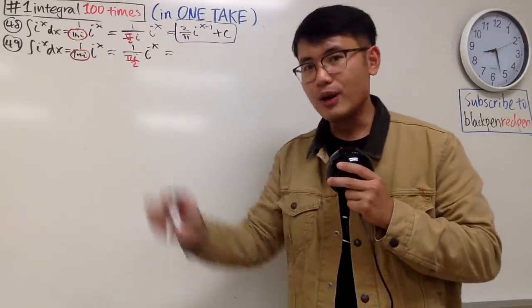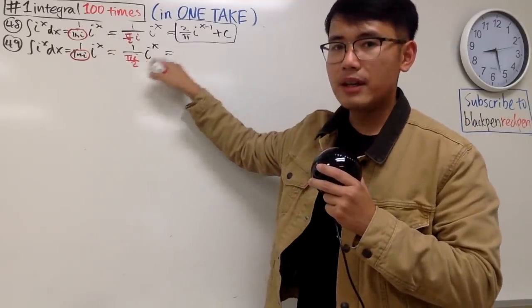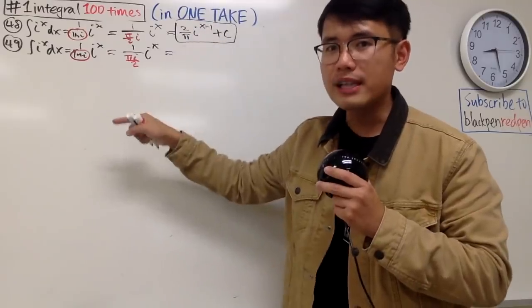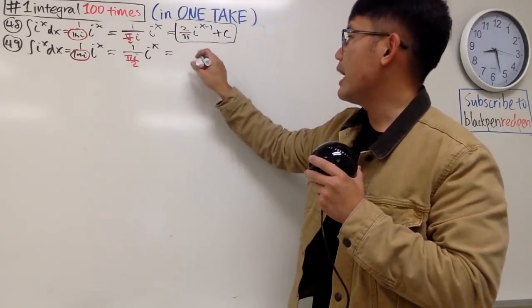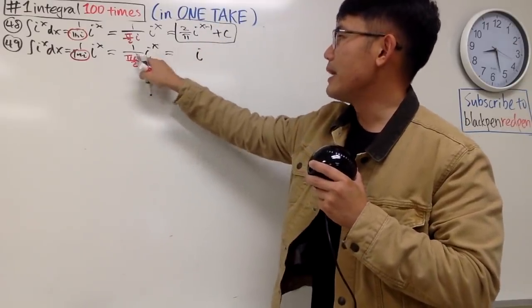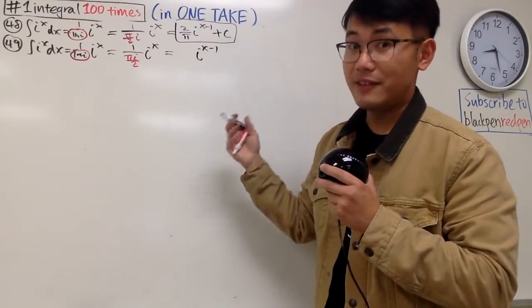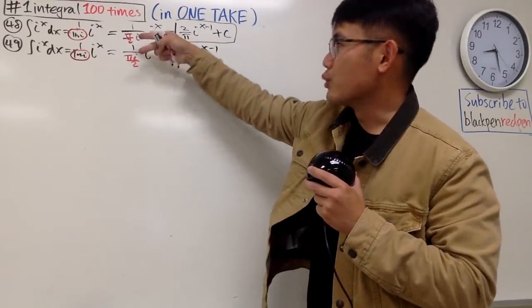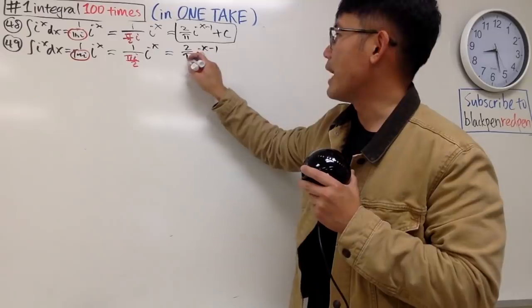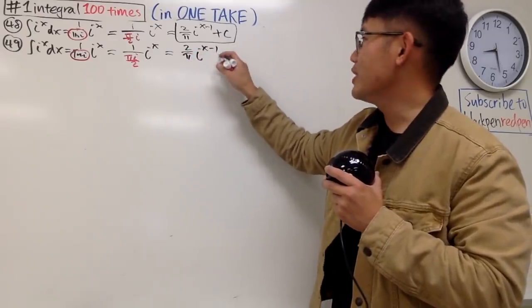And now here's the deal. Look, we have i in the denominator and i to the x power. Of course, we can subtract the exponent, so we get i to the x minus 1 power, like this. Very nice, huh? And of course, we can also do the reciprocal, so we get 2 over pi times that. And we are done.